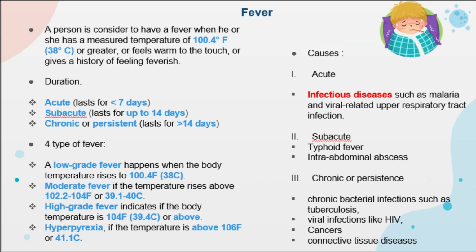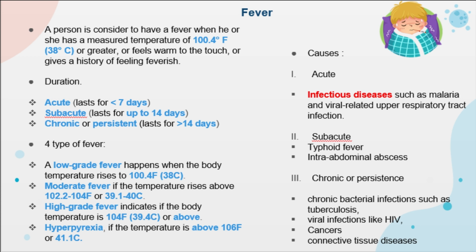A person is considered to have a fever when he or she has a measured temperature of 38 degrees Celsius or greater, or feels warm to the touch, or gives a history of feeling feverish. Fever can also be differentiated into acute, subacute, or chronic by looking at the duration. Acute fever lasts for less than 7 days, subacute fever lasts for up to 14 days, and chronic or persistent fever lasts for over 14 days.